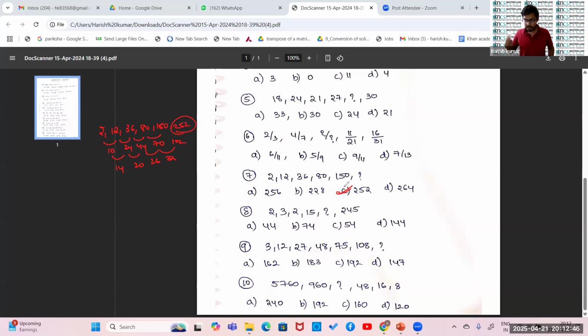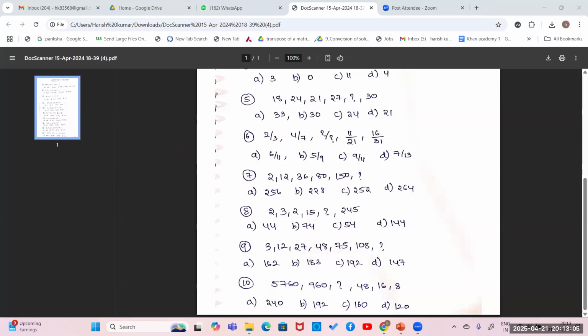Understood? Yes, sir. Soumya, it was you who asked this question? No, sir. Who asked this question? Sir, I asked. Tanvi. Okay, sorry, Tanvi. Did you understand this, Tanvi? Yes, sir. Okay. Any more doubts in this? Eighth. Okay, guys, try the eighth one. All of you, try the eighth one.